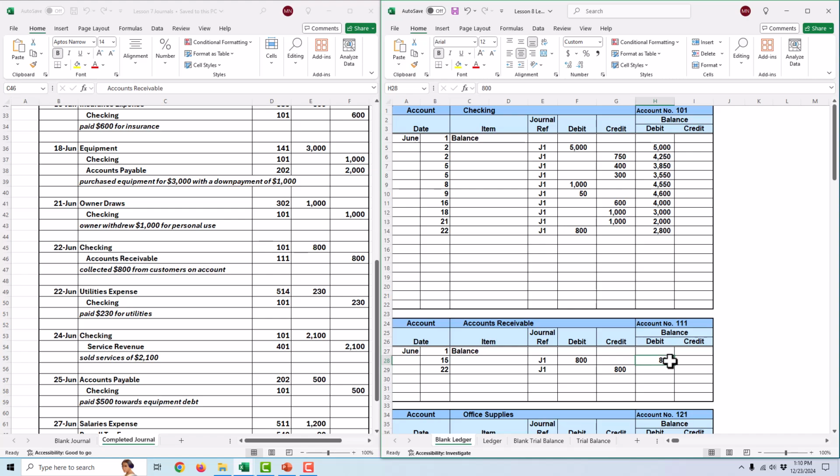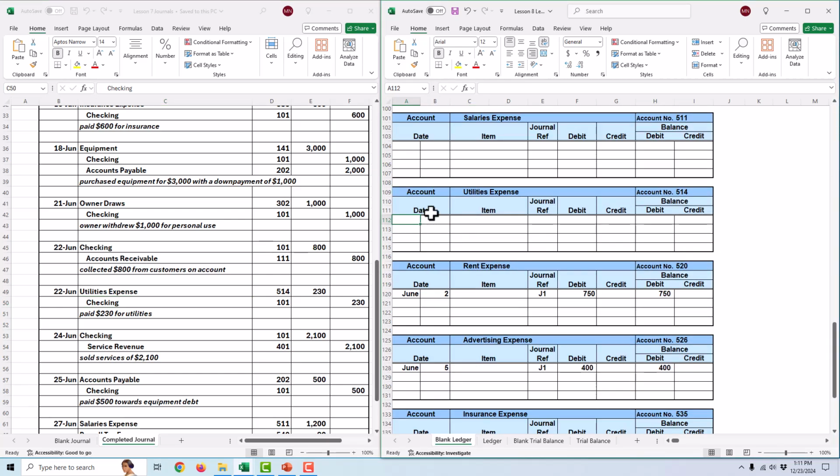There was an $800 debit balance before this transaction, and then with the $800 credit, the debit and credit are going to subtract from each other to give a 0 balance. And I don't know how to make it show the 0, but this would be a 0 balance. Okay, then the next one was a debit to utilities expense for $230 and a credit to checking.